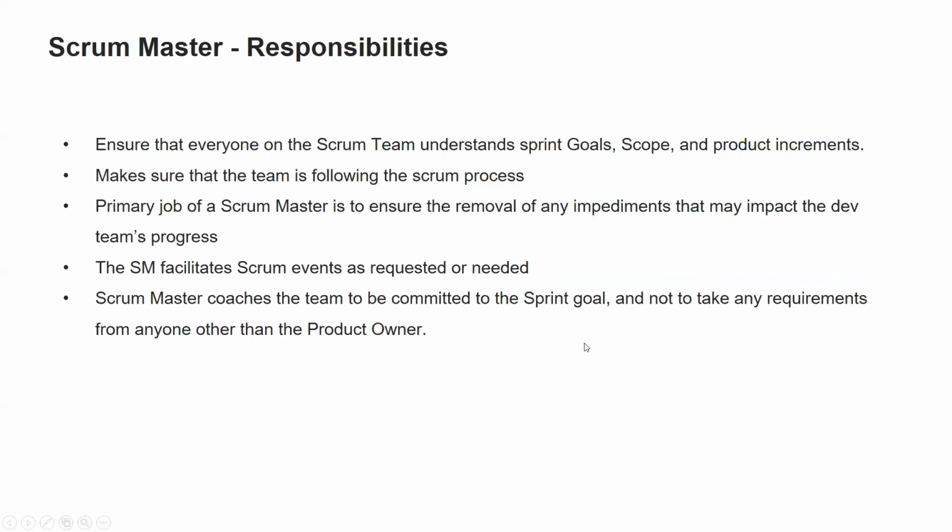So these are the high-level responsibilities. Ensure that everyone on the Scrum team understands the sprint goal, scope, and increments. Make sure the team follows the Scrum process. Primary job is to ensure removal of any impediments or blockers that may impact the team's progress. The Scrum Master facilitates the Scrum events as requested or needed. He coaches the team to commit to the sprint goal and not take any requirement from anyone other than the product owner. So there can be a situation where some other PM comes and asks to do something, but the Scrum Master should be able to block those requirements and shield the team from those requirements, right? He's the person who has to do it.